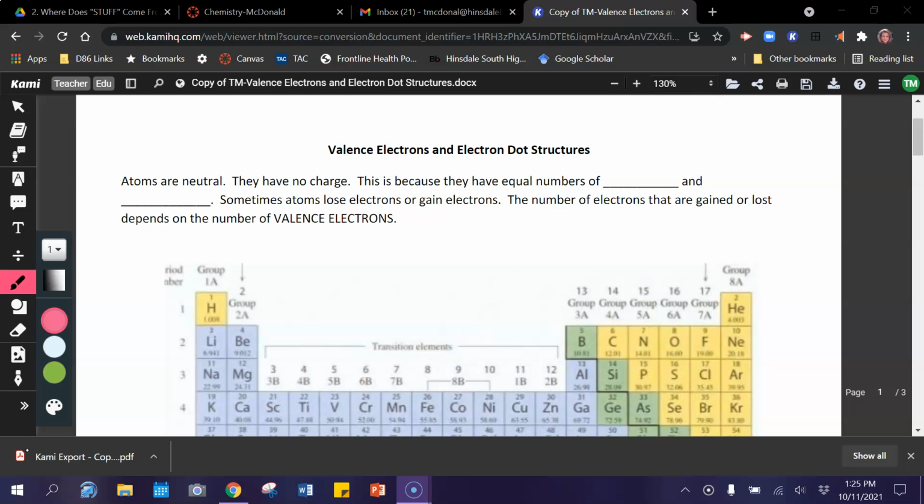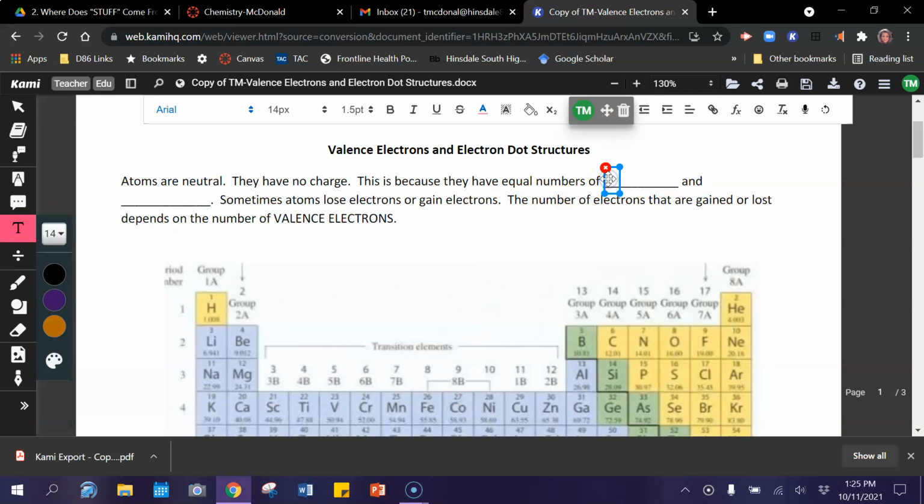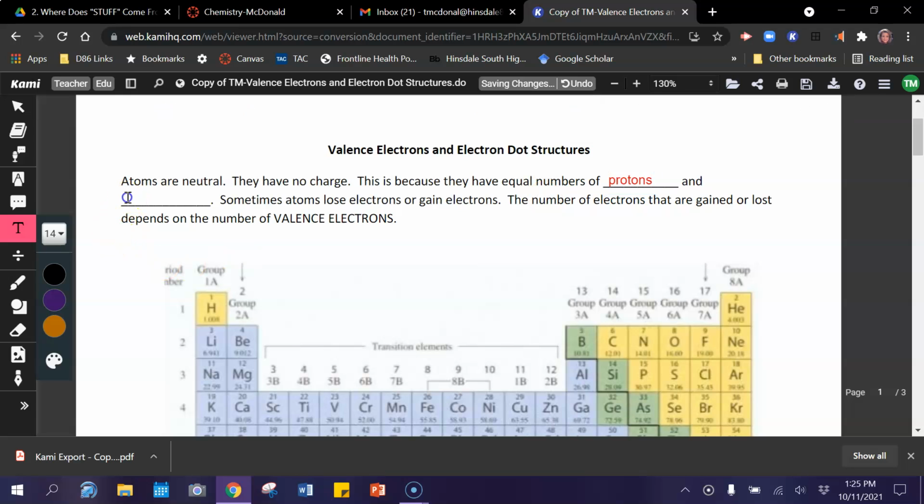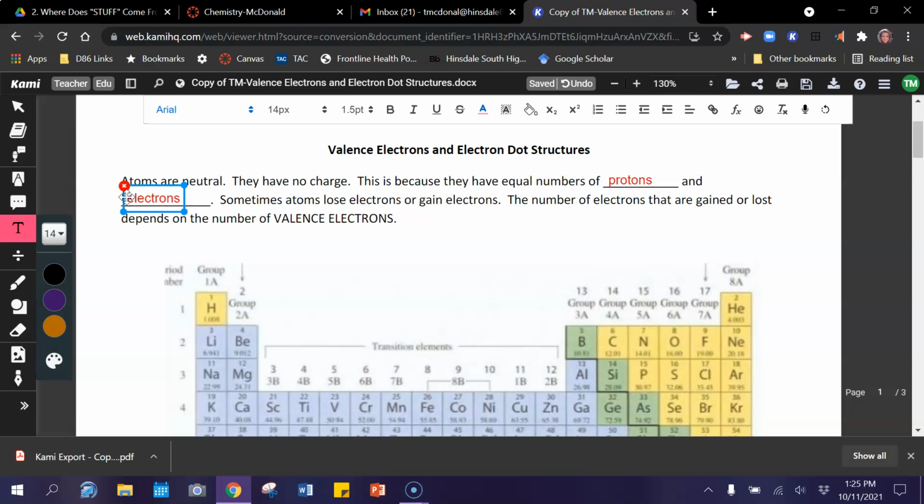At the very beginning you have a really important statement that you need to be able to fill in the blanks for. Atoms are neutral, they have no charge. And remember that this is because they have equal numbers of two oppositely charged particles, protons and electrons. So sometimes, though, which we'll find out later on, atoms can lose or gain electrons. And the number of electrons that are gained or lost depends on the number of valence electrons.